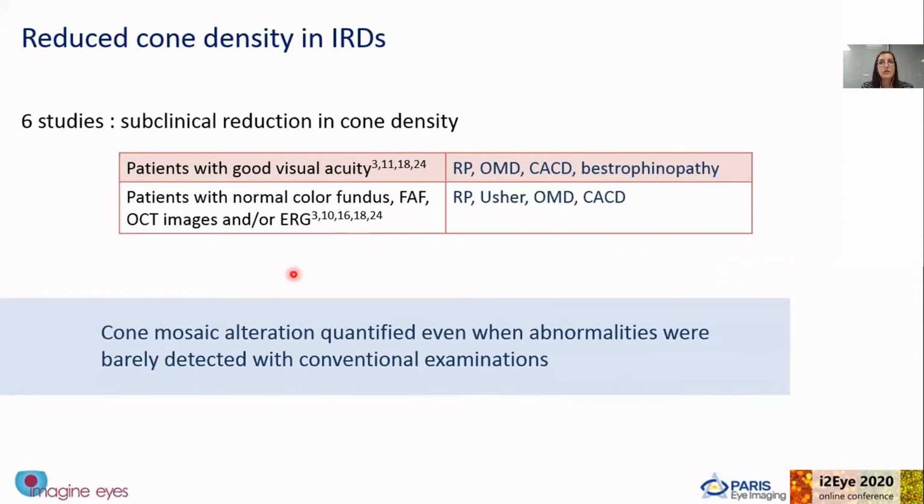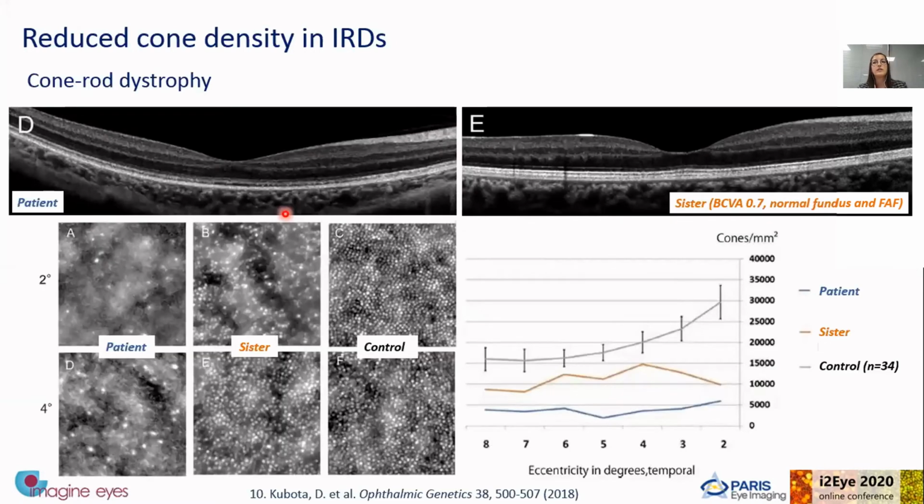What is even more interesting is that at least 6 studies reported a reduction of cone density that was subclinical. It means that the cone density was reduced even in some patients who had still good visual acuity or otherwise normal ophthalmological findings. A striking example is this family with cone rod dystrophy.